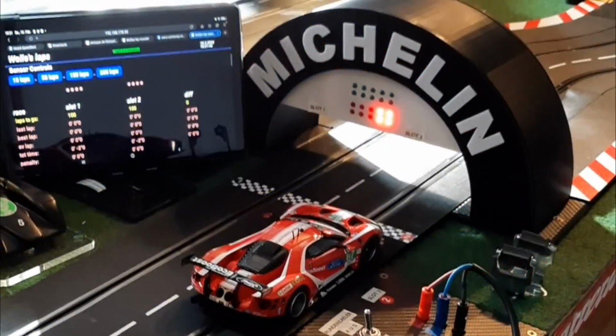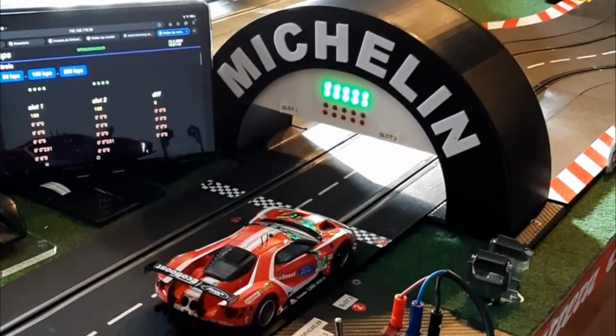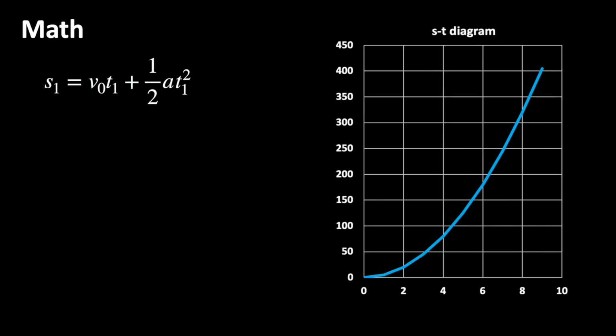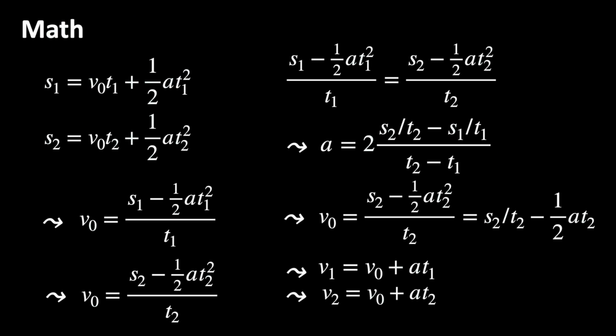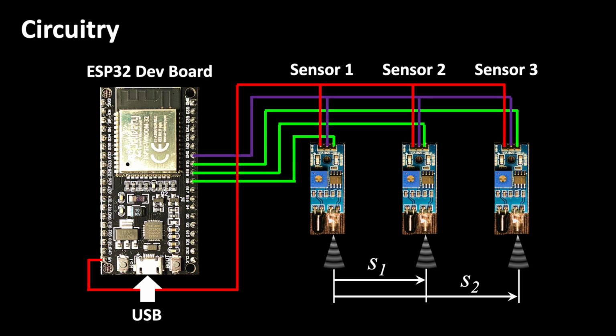We want more cool gadgets. Electronics Unmasked is coming up with a new DIY project to measure speed and acceleration of slot cars.